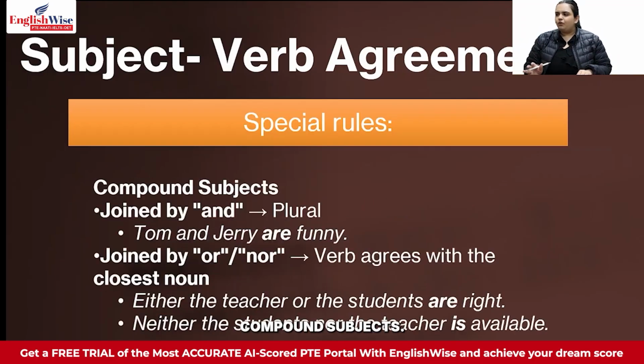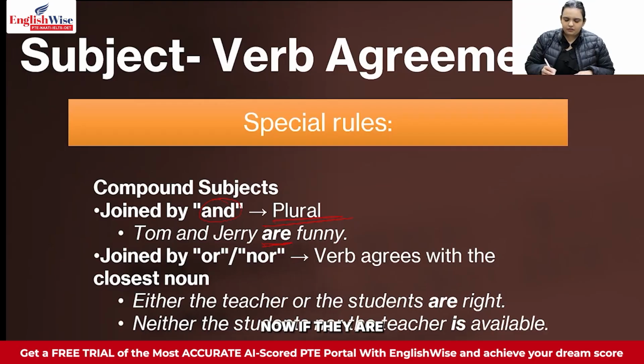Next you have compound subjects. Now when you talk about compound subjects, they are the ones that are joined with and. So the ones that are joined with and, they are always considered plural, guys. Tom and Jerry are funny. So when I say Tom and Jerry, they are funny. I will never say Tom and Jerry is funny. Tom and Jerry are funny.